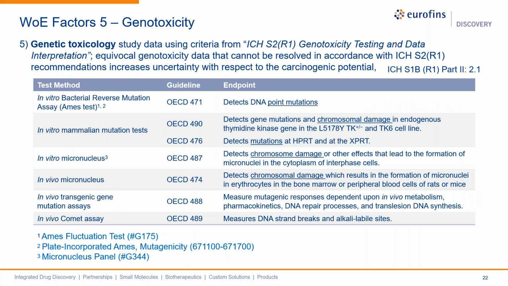Okay, number 5, genotoxicity testing is another critical factor in the weight of evidence approach. The testing methods, including both in vitro and in vivo methods, all follow OECD guidelines and are listed on the table for your reference. For in vitro, we utilize the bacterial reverse mutation assay following OECD 471, which detects DNA point mutations. And the in vitro micronucleus test under OECD 487 identifies chromosome damage leading to micronuclei formation.